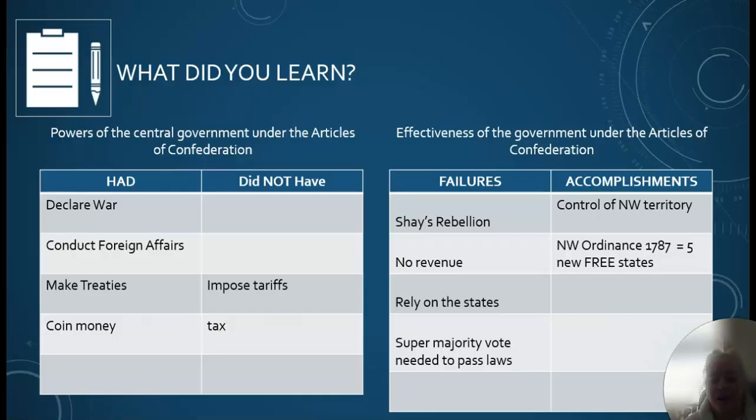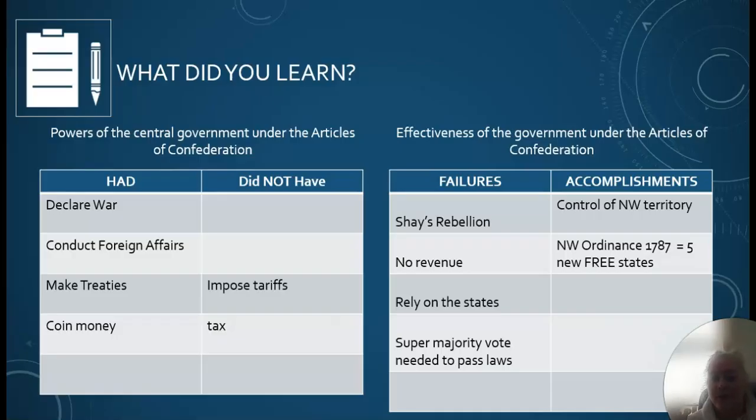He said they could not tax. They could not impose tariffs. Tariffs and taxes had to go through the state, and the central government had to go to the state and say, please, might we have some money? So that brings us to the effectiveness and accomplishments and failures. So the accomplishments we talked about as the Northwest Territory, through the Northwest Ordinance of 1787, the treaty with the Native Americans that gave the United States 5 new states in our country, which were free states, no slavery allowed.